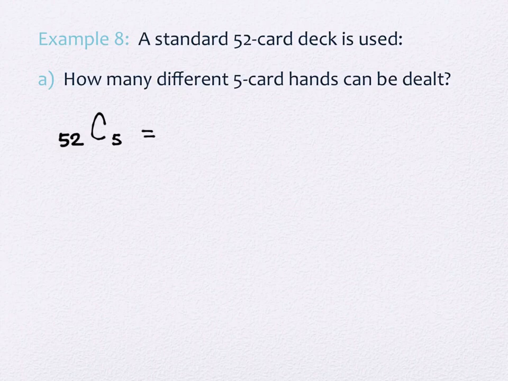What goes on top? 52 factorial. What goes on bottom? 5 factorial is part of it. 52 minus 5 is also part of it. So what's 52 minus 5? 47. Okay, so we put the number of cards I am choosing with the factorial and the number of cards that I'm not choosing with the factorial on the bottom.